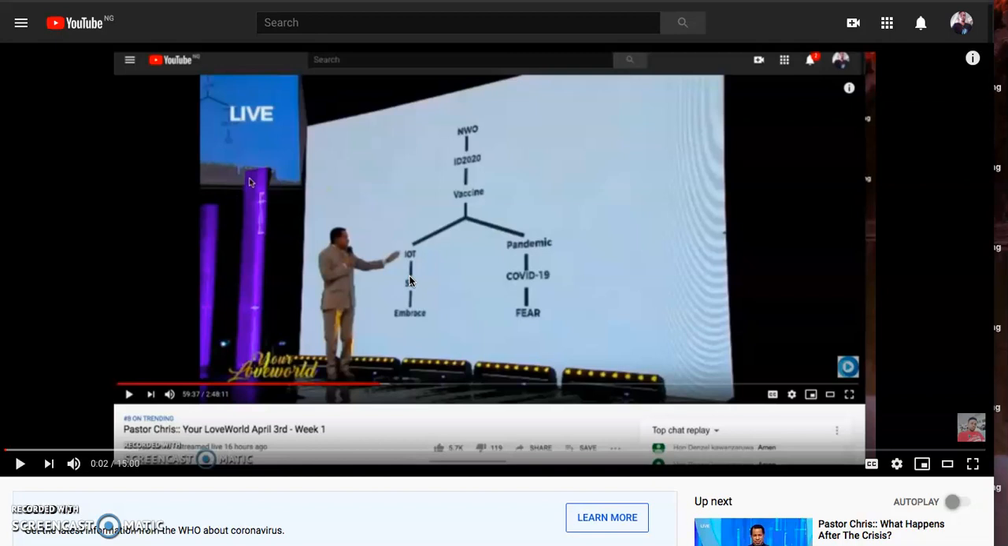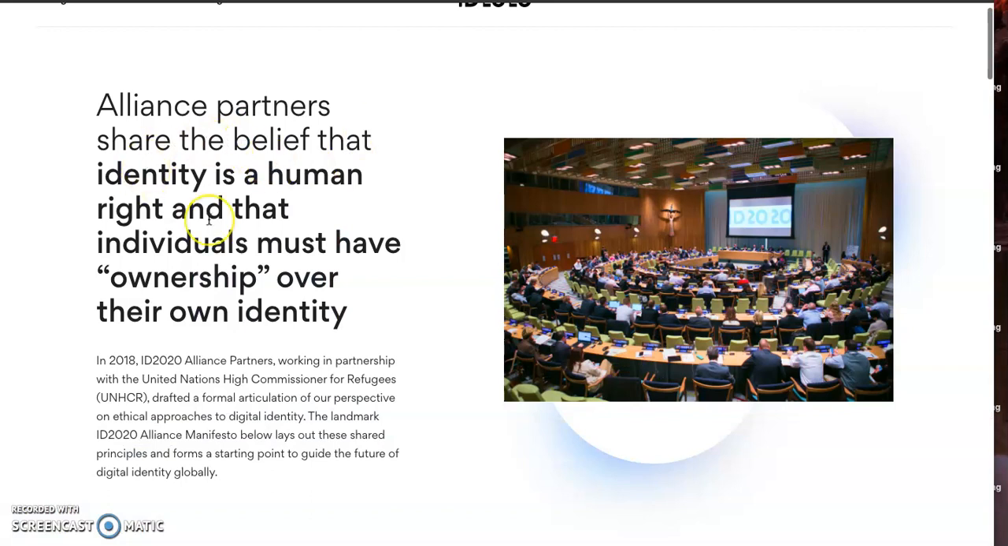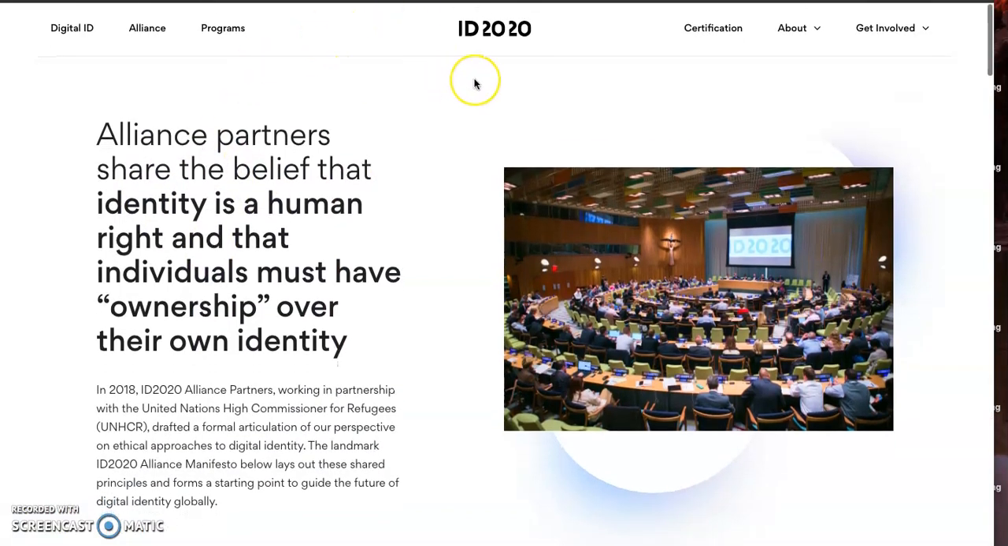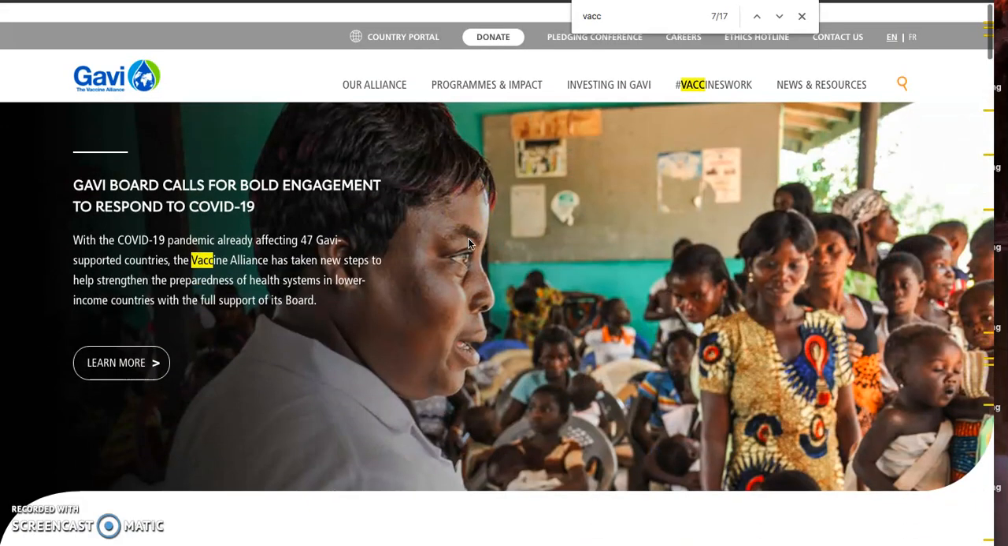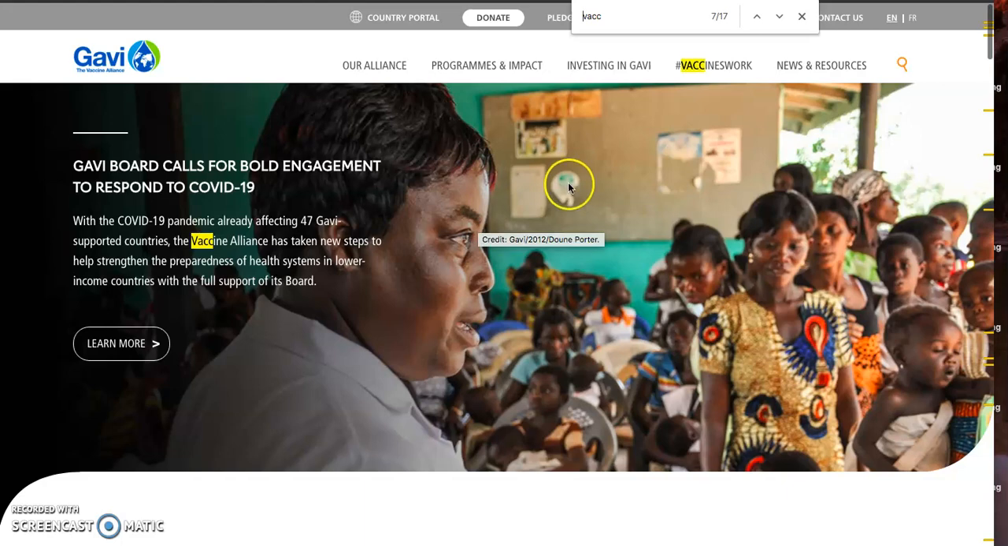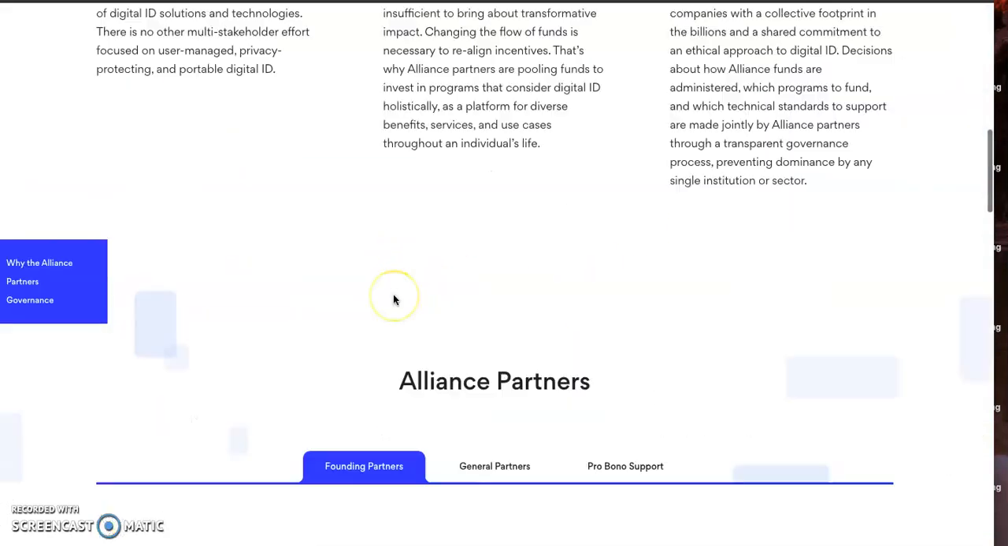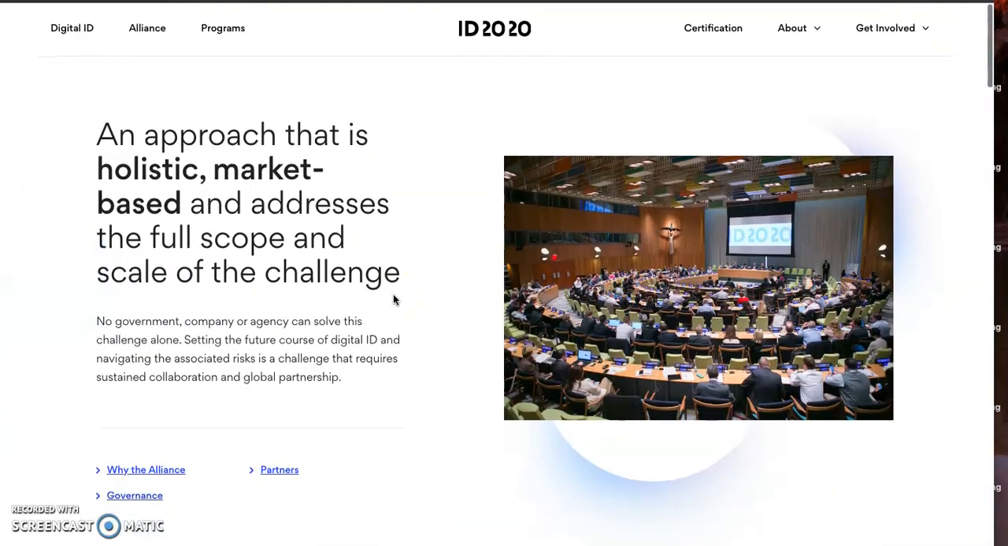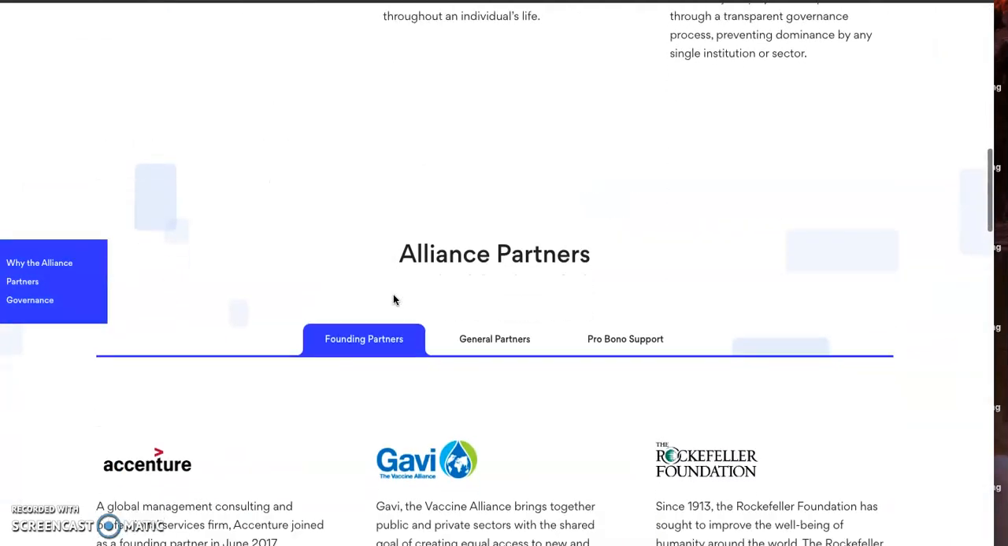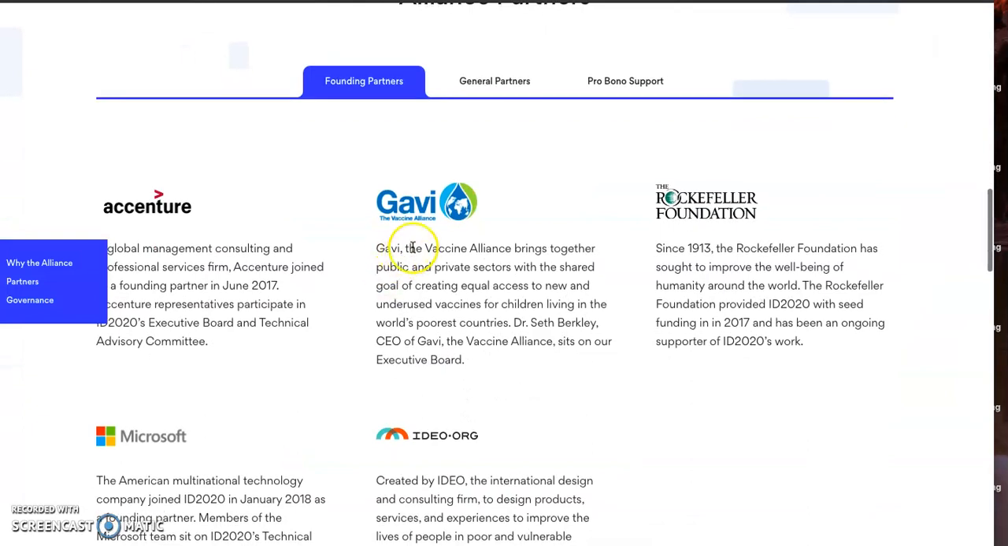Now, just in case you want to do more study, this is the ID 2020 website, right? So ID 2020 wants to bring in digital identity. Gavi wants to bring in vaccines, and Gavi is currently working with ID 2020 to bring it. Look at it. This is ID 2020. Just in case you're wondering, how do the ID 2020 and Gavi websites link? Look at it. Partners. Gavi, the Vaccine Alliance, brings together public and private sectors with the shared goal of creating equal access to new and underused vaccines, blah, blah, blah, around the world.